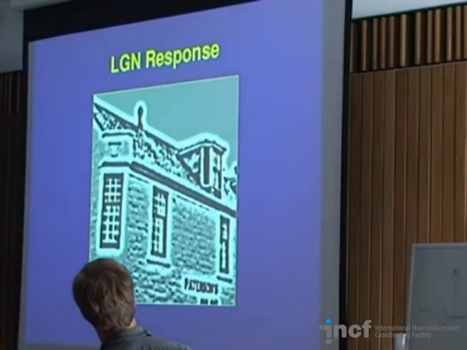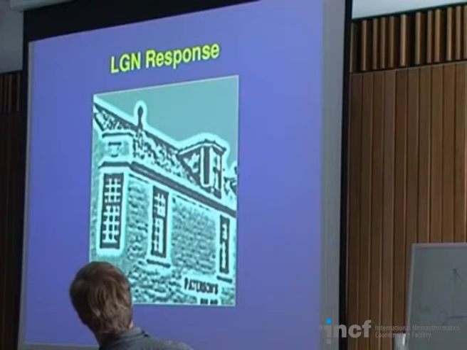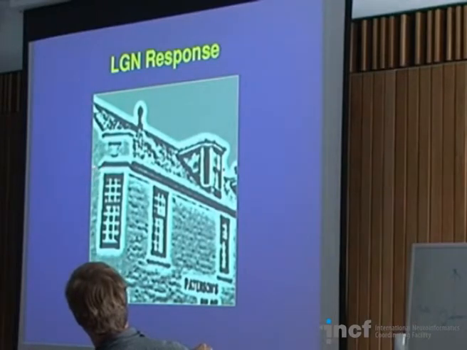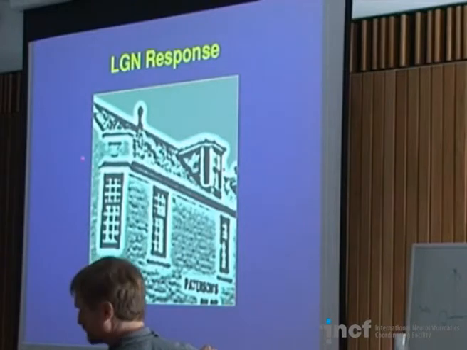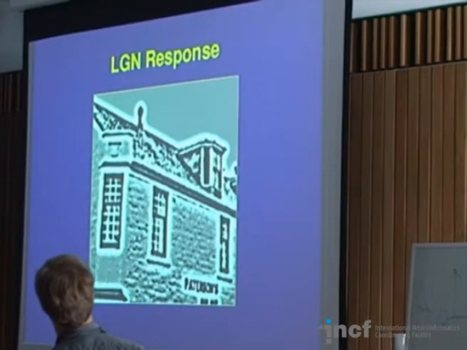Here's what happens after the LGN. This is combining the on and the off, where white pixels are on cells active, black pixels are off cells active, and gray means that neither was active. In no case will they both be active. That's just the way they're defined, that's never going to happen. They're anti-correlated.